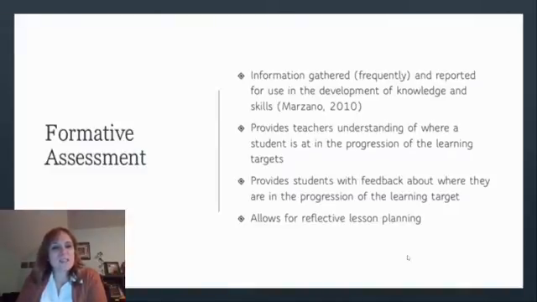So formative assessment also provides teachers that understanding of where a student is in that progression and learning target. And it provides students with feedback about where they are in that progression. So that student feedback is important. We're going to make sure that students understand where they are in that formative assessment. So it also allows for that reflective lesson planning.